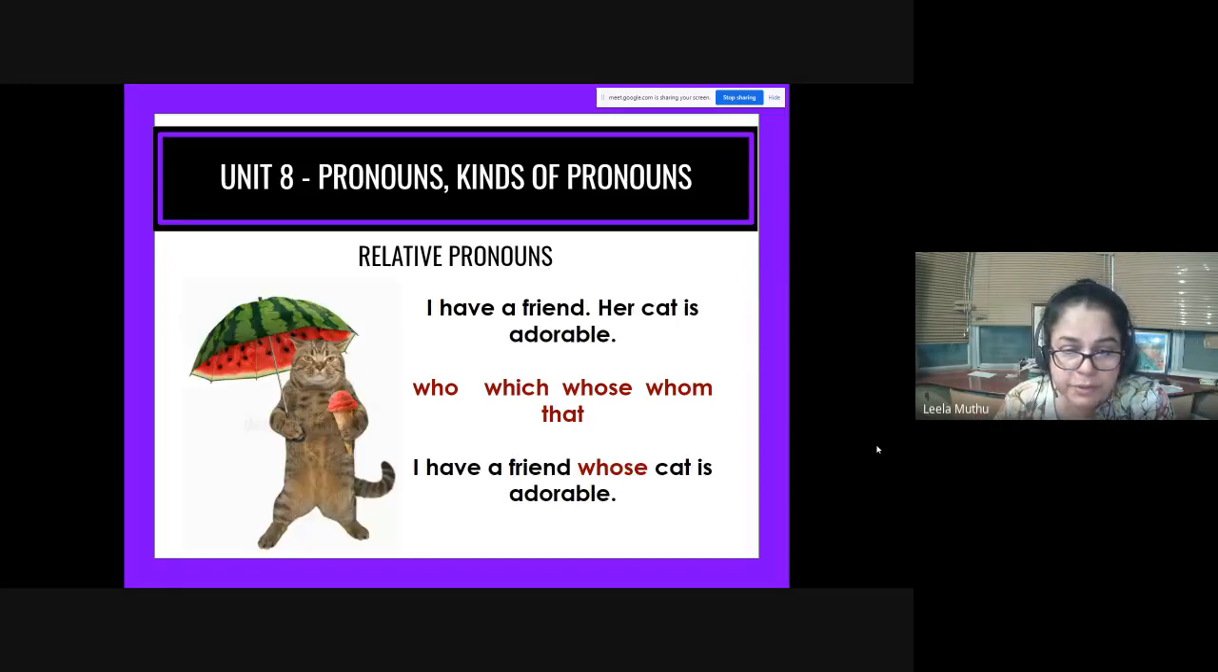So now let me go to the next sentence. I have a friend. Her cat is adorable.